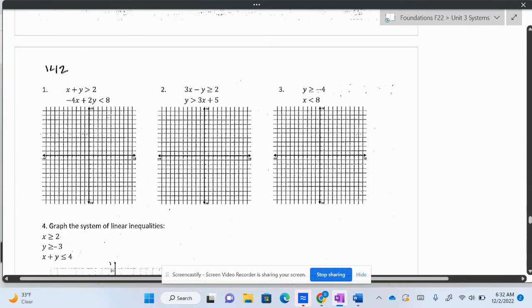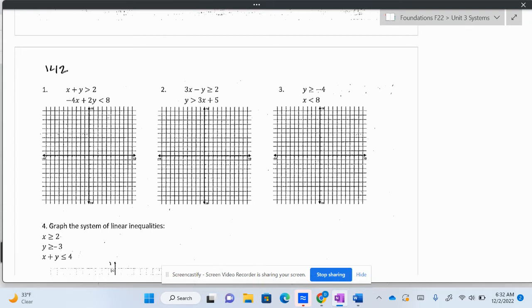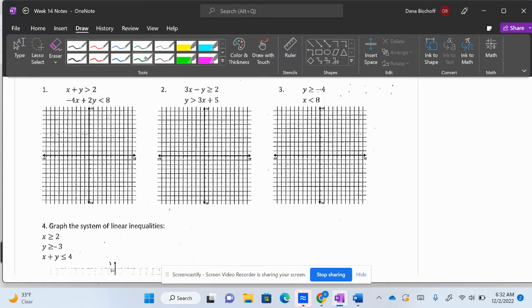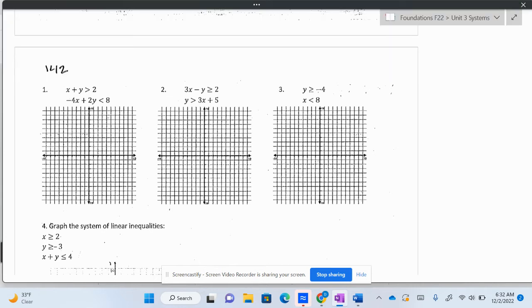So I'm going to graph these three systems, and then we're going to do a special one down at the bottom that creates a polygon. So I want to talk about the steps. When we're graphing an inequality, the first thing we want to do is make sure that it's written in the form y equals mx plus b, our slope-intercept form. The next thing, identify your y-intercept and identify your slope. Then look at the inequality, check the symbol, and determine if you're going to have a solid or a dashed line.